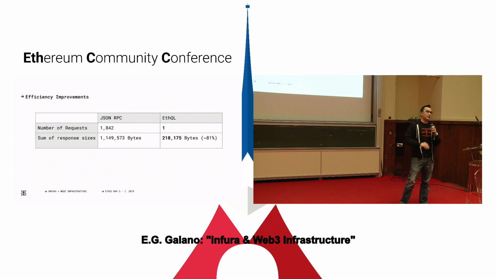So the result of doing that query over JSONRPC was a little over 1,842 calls, right? For each of those 5 blocks, there's a little over 300 transactions, and so you have to loop over each of those transactions to get the balance. In EthQL, that's a single call. The response size that you get over JSONRPC, the overfetching problem, is a little over a megabyte of data returned. In the EthQL version, it's a little over 200K. So the efficiency gains of EthQL over JSONRPC are pretty immense.